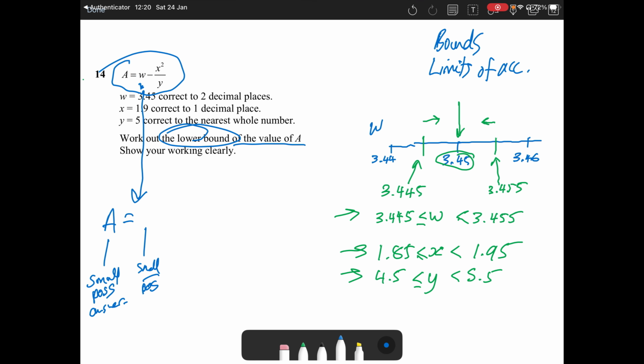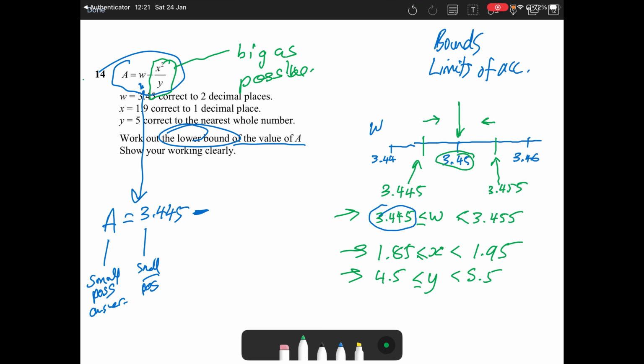So in this case, the smallest possible value of W would be the left-hand side, 3.445. Take away. Now, when you're taking stuff away, remember, we want A to be as small as possible. So that means I want this, because we're taking this away, not including the minus sign, I want that to be as big as possible. Right, so when I take it away, my answer will be even smaller.